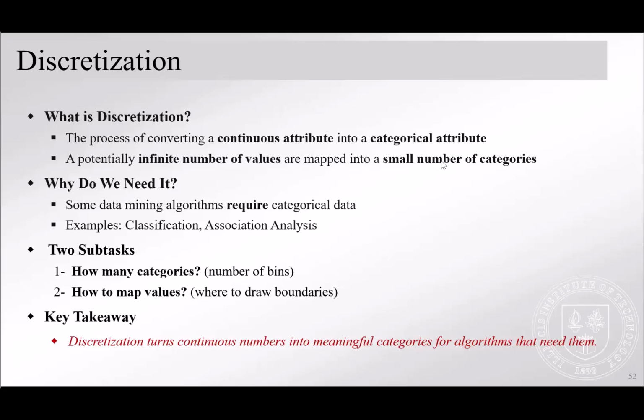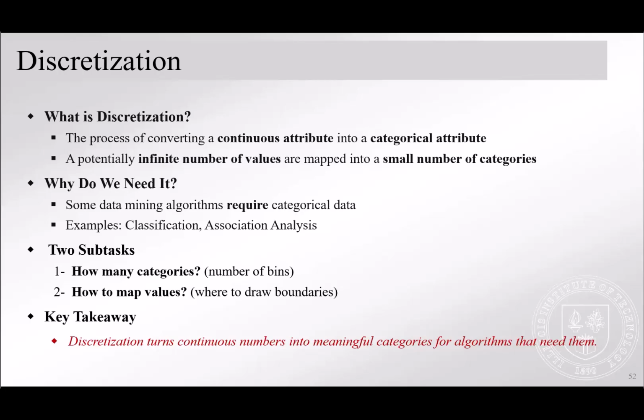And next up, discretization. Discretization is the process of converting continuous attributes into categorical attributes. We take a potentially infinite number of values, like ages from 0 to 100, and map them into a small number of categories, like child, adult, senior, right?